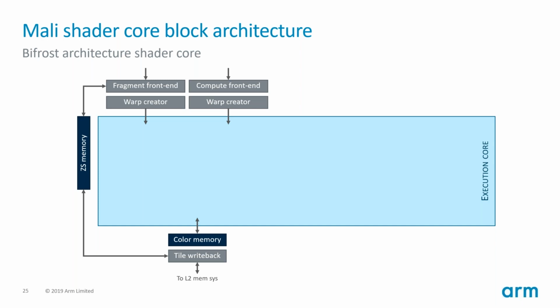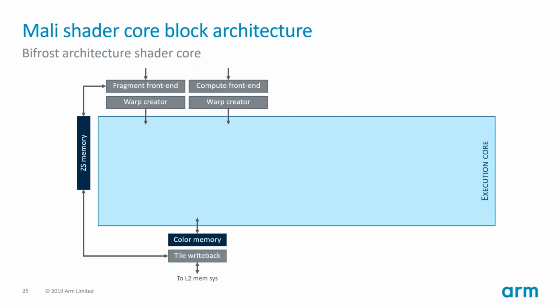Inside each shader core, we have quite a complicated processor that's a mixture of fixed function logic and programmable logic. We have fixed function front ends, which are used to create the threads that run inside the shader core. The compute front end is effectively a for loop that will spawn one thread for each compute work item or each vertex. The fragment front end contains the rasterization unit, the early ZS testing unit, and so on.